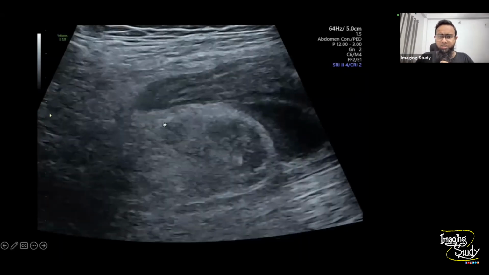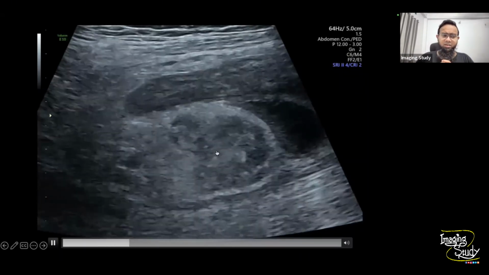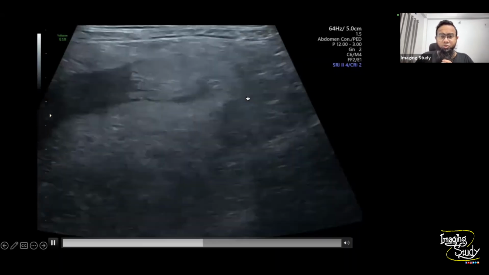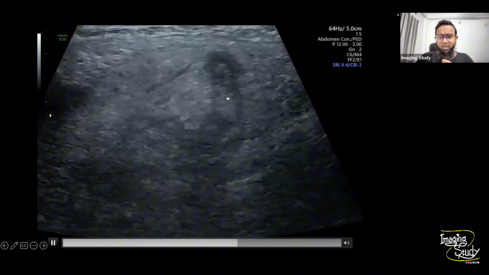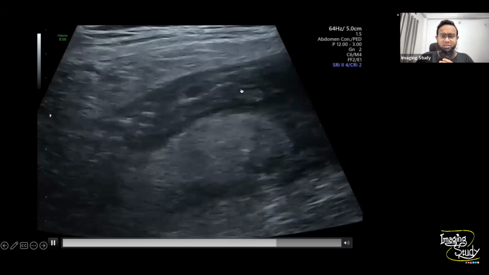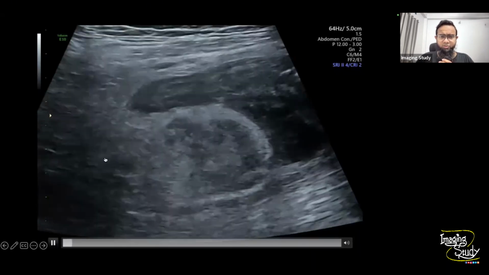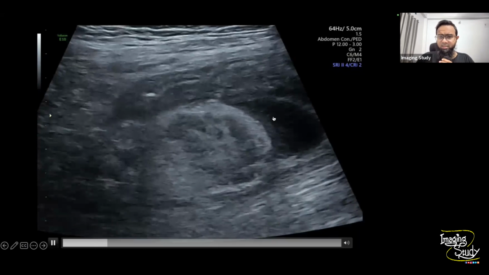So here you can see these are the lymph nodes. Adjacent lymphadenopathy is very common. Mesenteric lymph nodes get inflamed also. So here you can see this is the appendix. You see this is the terminal ileum. This is the cecum where they are just trying to enter at that part. And this is the collection.